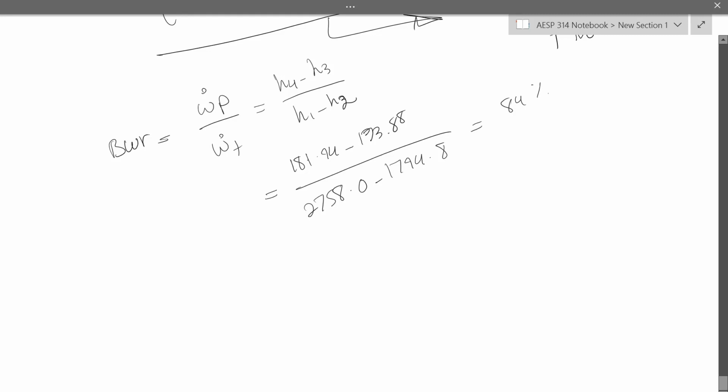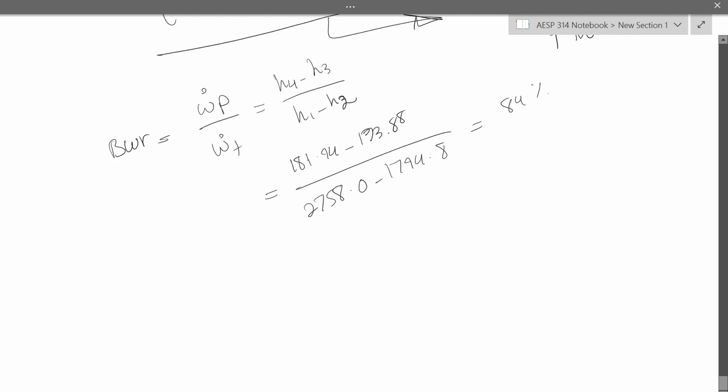That's the ratio between the work required by the pump and the work, or power, generated by the turbine. So here we are actually using 84% of the work generated by the turbine to run the pump. That's a lot of generated energy, but there is no way around it. We have to do this.